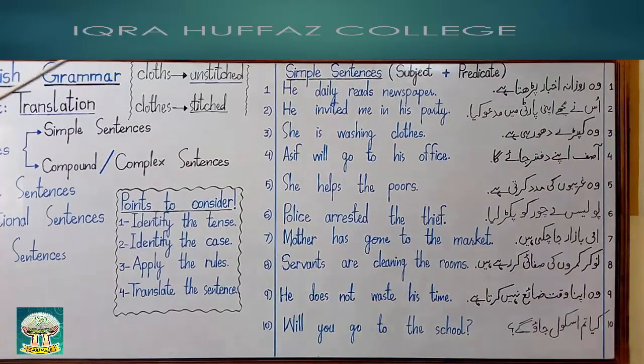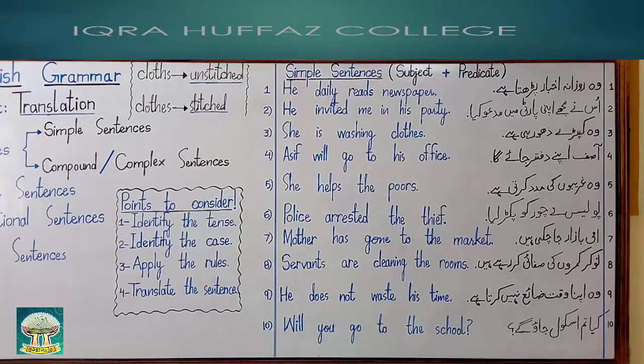You see C-L-O-T-H-S, cloths, C-L-O-T-H-E-S, clothes. Cloths means unstitched pieces and clothes means stitched dress. So the dress we wear is called clothes, and the piece of cloth we use to do dusting or sometimes to clean our bike or car, that is called cloth. And the plural form of cloth is cloths, and the plural form of cloth is clothes. So cloths are unstitched and clothes are stitched.